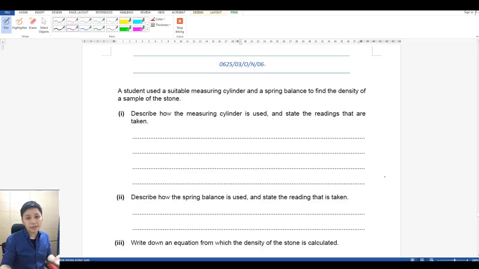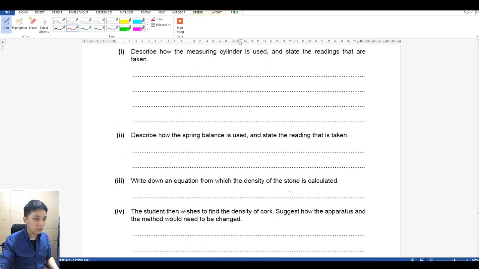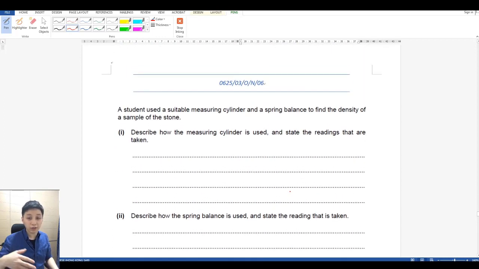To see whether you understand what you learned in this video, I would like you to do the question on page 17. This is a question about how to measure the density in a practical situation. So please pause the video, try it out, and I'll explain the answers to you.